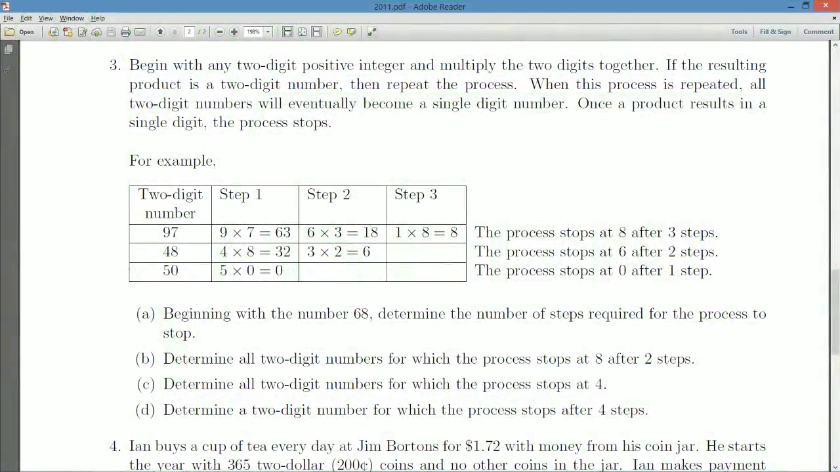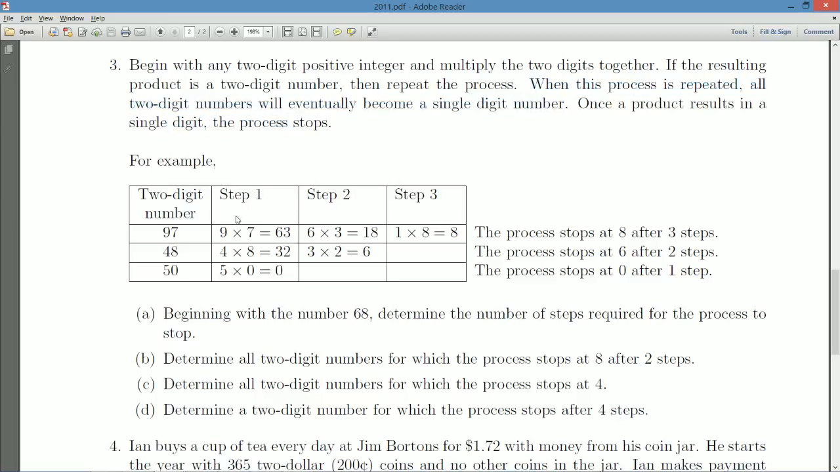Begin with any two-digit positive integer and multiply these two digits together. If the resulting product is a two-digit number, then repeat the process. When this process is repeated, all two-digit numbers will eventually become a single-digit number. Okay, so they're telling us that there are no cycles. Once a product results in a single digit, the process stops.